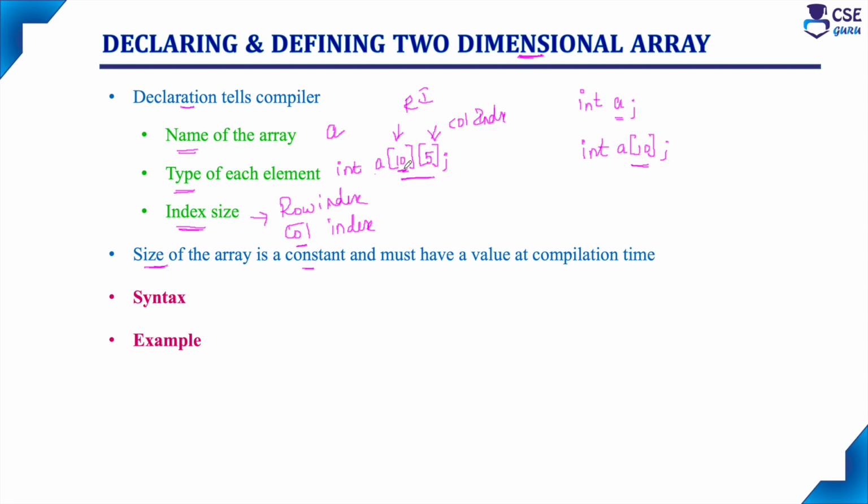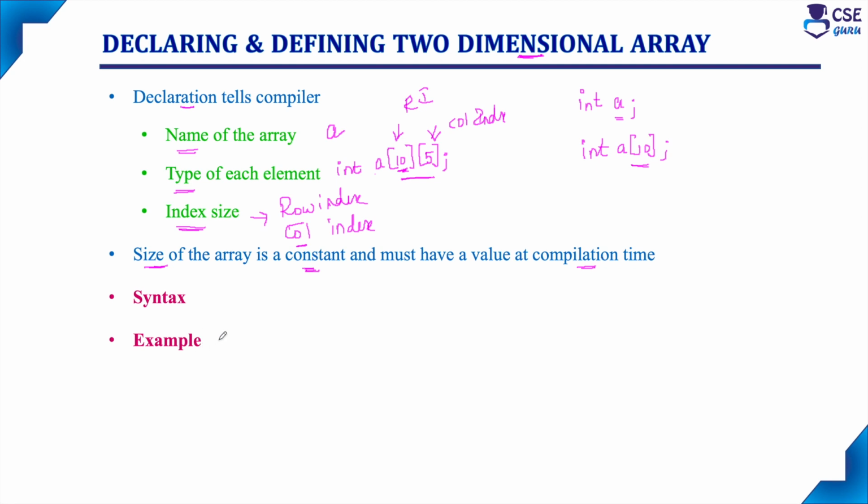Suppose we don't know or are not sure about the array size, we can specify it with an empty square bracket without specifying the size. That is possible. But if you have specified the size, the array size is constant and must have a value at compilation time. The size you have specified will be considered during compilation time, and we cannot alter the array size after that.